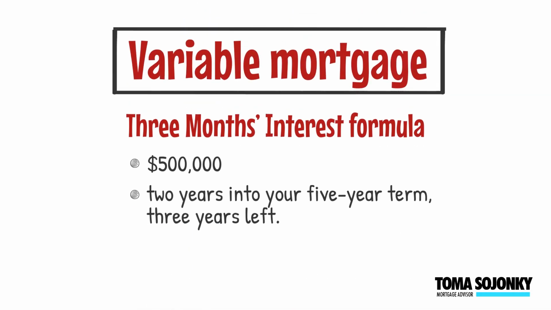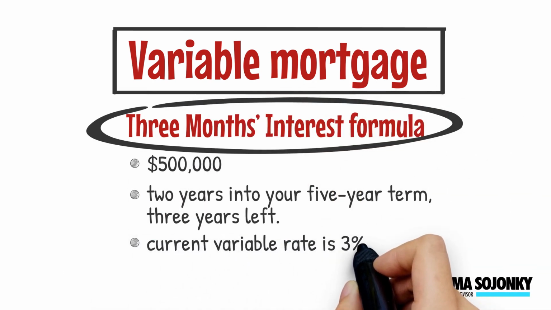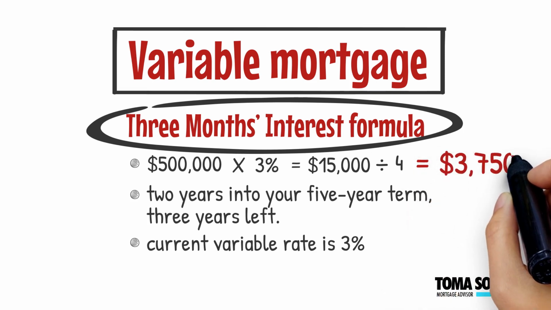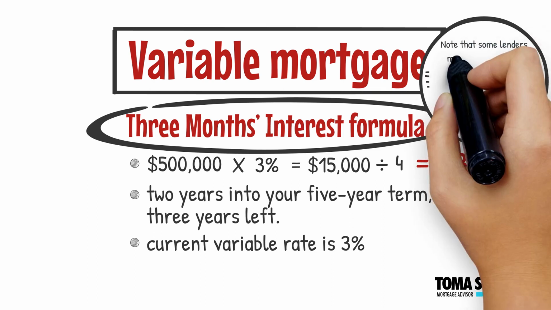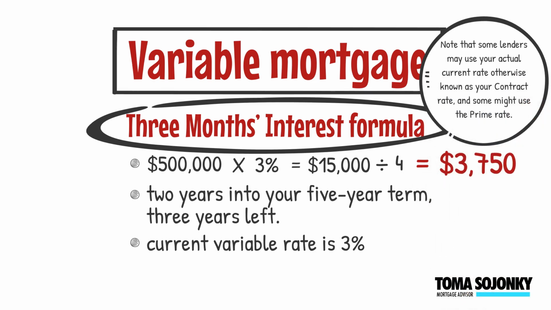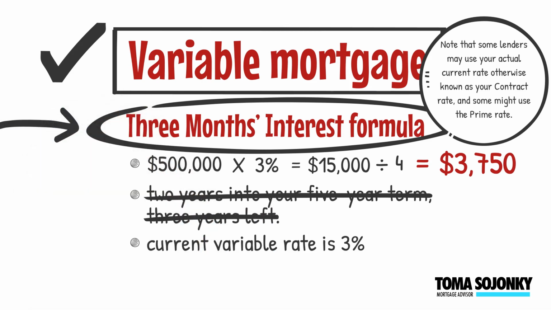Or in other words, you have 3 years left. If you have a variable mortgage, your penalty should almost always be 3 months interest. Let's assume your current variable rate is 3%. You take the remaining mortgage balance, $500,000, multiply that by your current interest rate of 3% per year, and then divide that result by 4 in order to get the interest estimate for 1 quarter of the year, or in other words, 3 months. In this case, the penalty is estimated to be $3,750. Note that some lenders may use your actual current rate, otherwise known as your contract rate, and some might use whatever the prime rate is at the time, so again, call your lender to make sure. But also note that with a variable mortgage, it doesn't matter when you're breaking it. The 3 months interest formula should always apply.